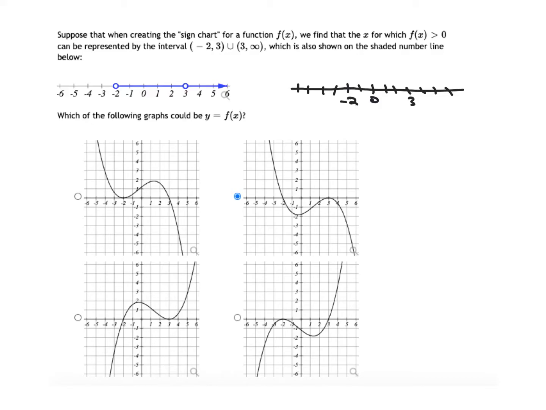This is an example of a problem about a sign chart where there are no computations involved. The missing piece here is to actually draw a picture of the real sign chart from the information that we're given. So what we have here is the statement that when we were answering the question about x's for which f of x is positive, we got the sign chart that's shown, we got the interval here and the number line here. These are expressing the same idea.